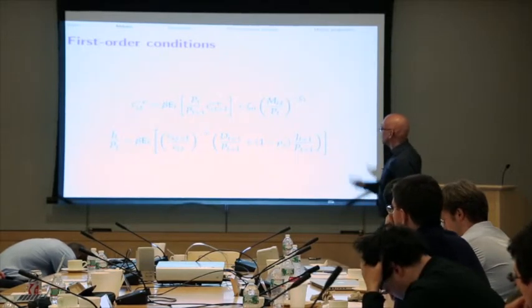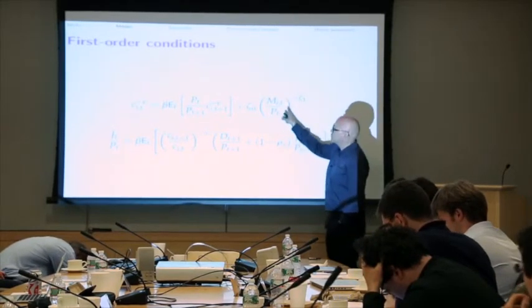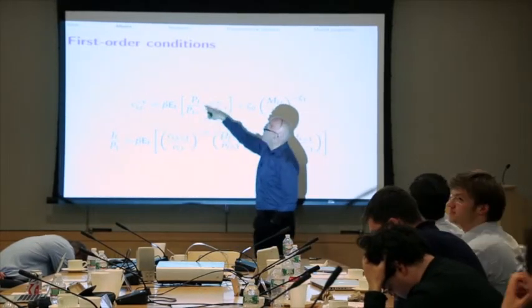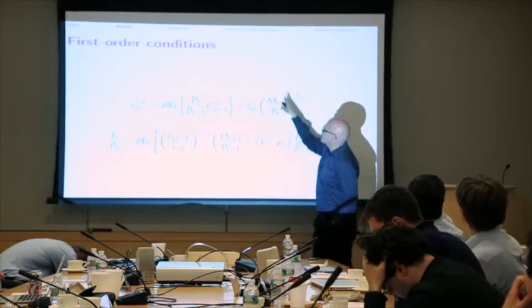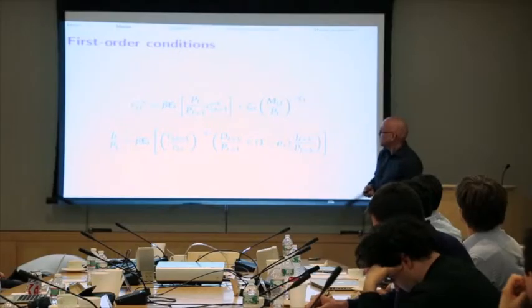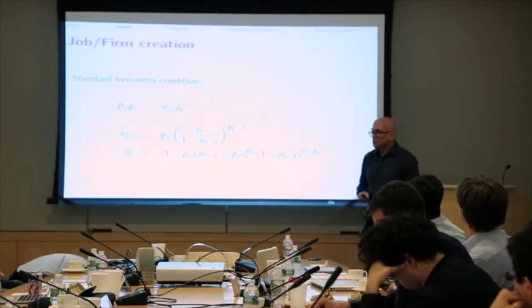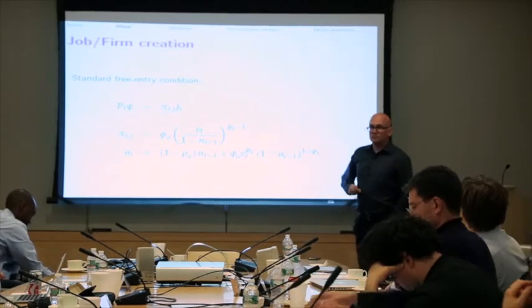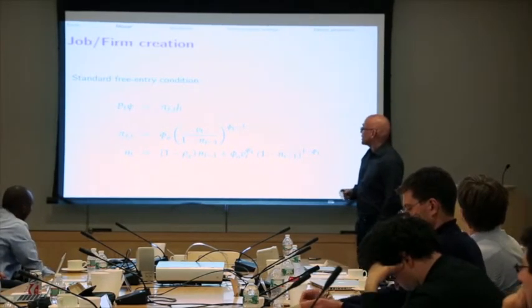Okay, so these are standard first order conditions. This is the first order condition for holding money. So this is what you give up. This is the real return. This is the money in the utility part, and this is the first order condition for firm ownership. So this is really exactly the same as you have in a standard matching model.